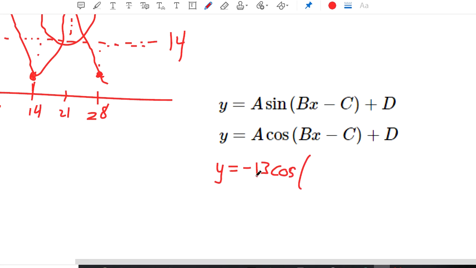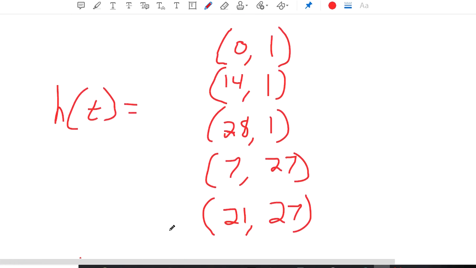And then B is actually a little bit tricky. B has a separate formula for the period of a trig function. The period, you might recall from last week, is 2 pi divided by B. We know our period. It's given to us in our problem.